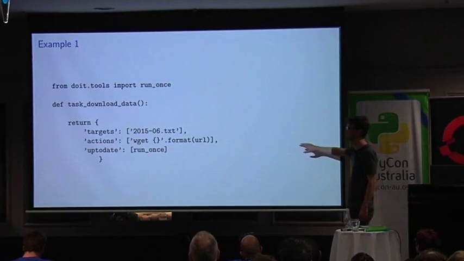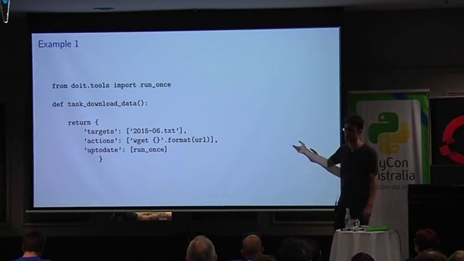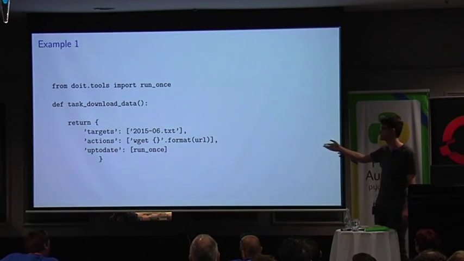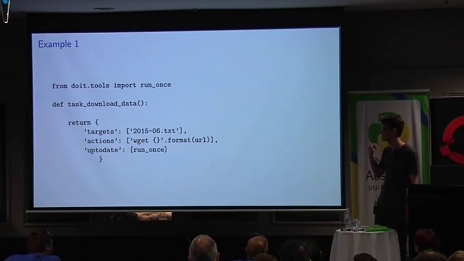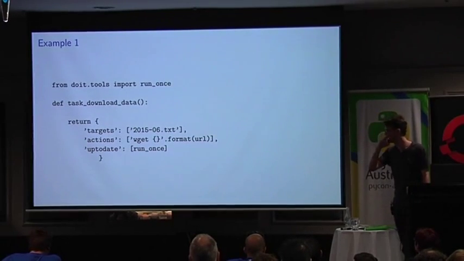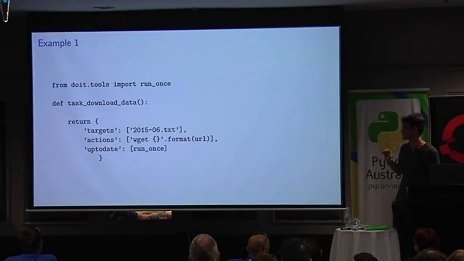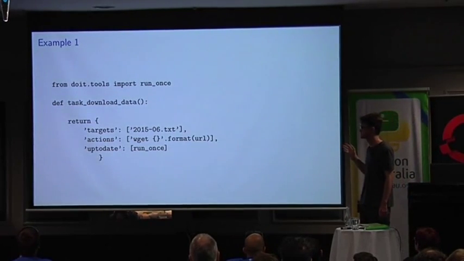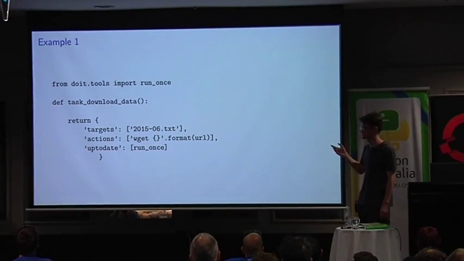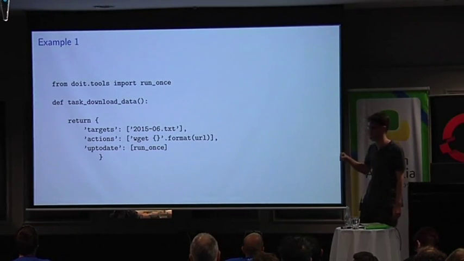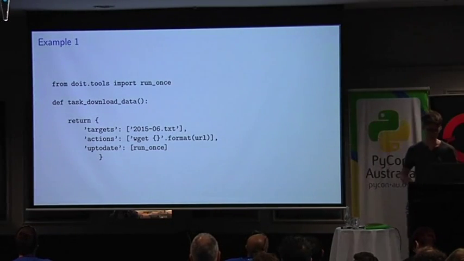This task could also depend on other files, which I'll show you in the next part of this example. But all a Doit task is, is a dictionary with a bunch of named key value pairs. So targets, actions, up to date. There's a few other ones that I might mention.